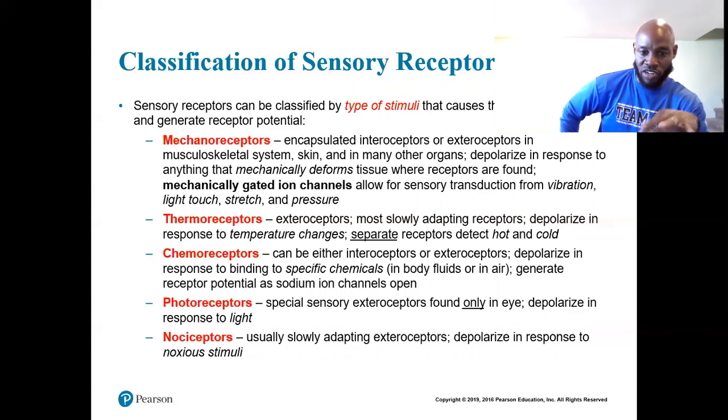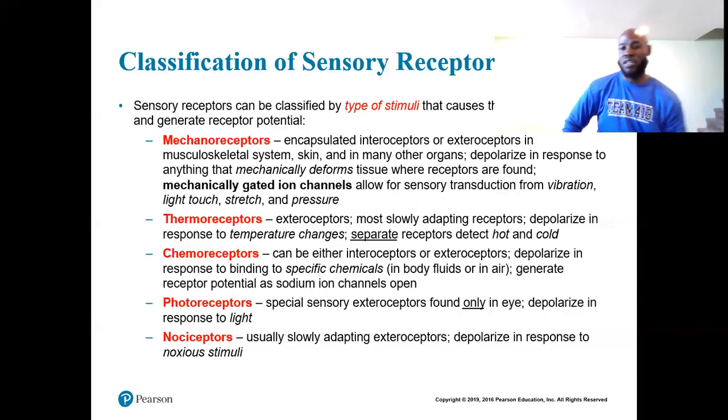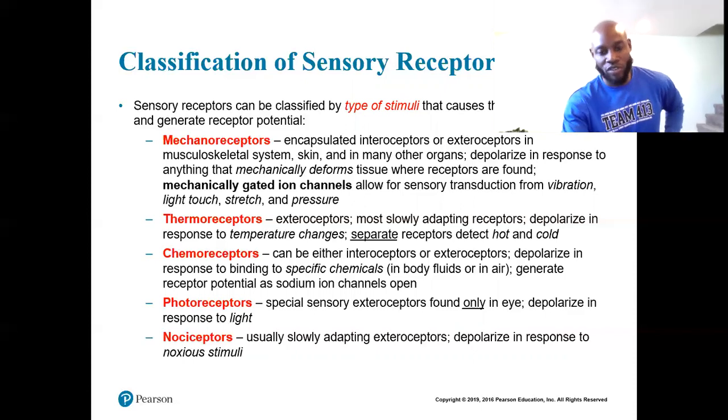Mechanoreceptors: touch, stretch, pressure. Thermoreceptors respond to changes in your temperature, hot and cold. Chemoreceptors can be intero or exteroceptors, so inside the body or on the surfaces of the body, and depolarize with specific chemicals. Photoreceptors, only in the eye, depolarize in response to light. So I see something different, it sends a signal to my brain. Nociceptors, usually slowly adapting receptors, depolarize in response to noxious stimuli.